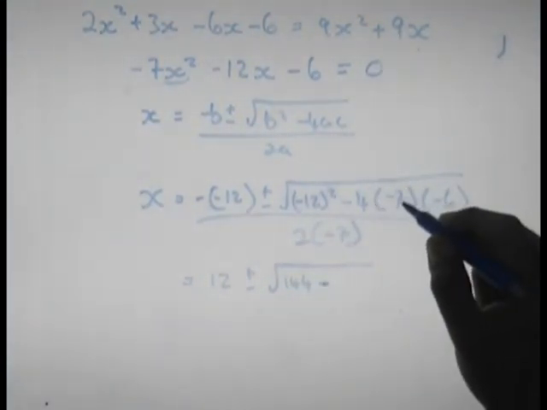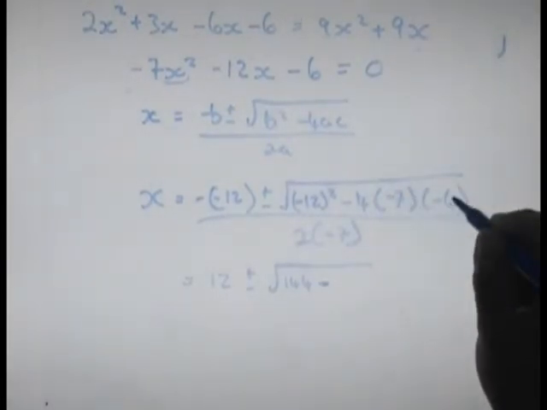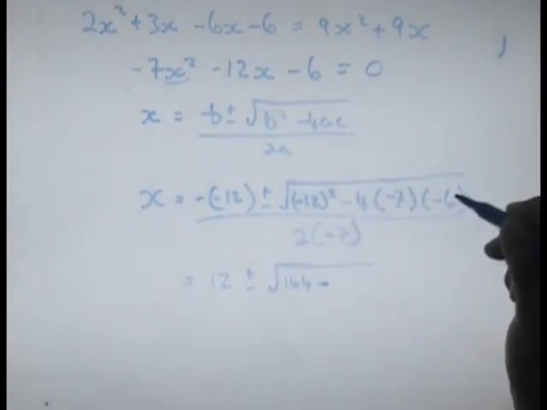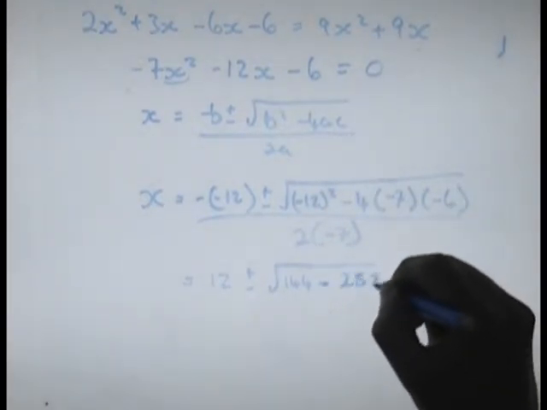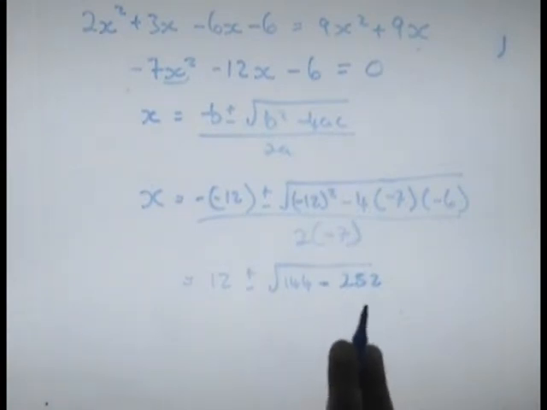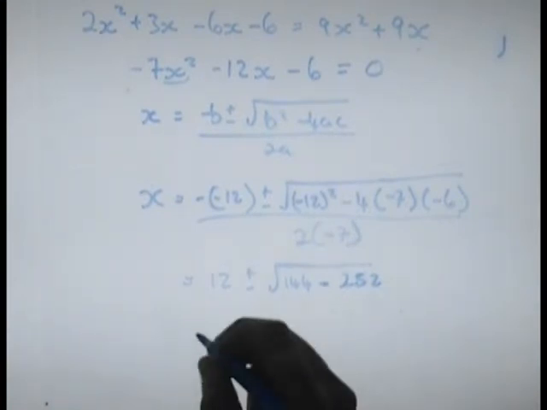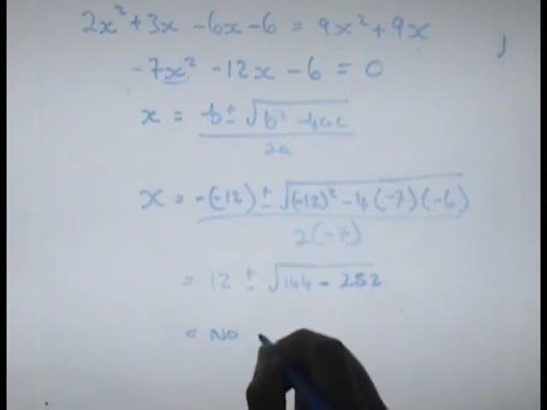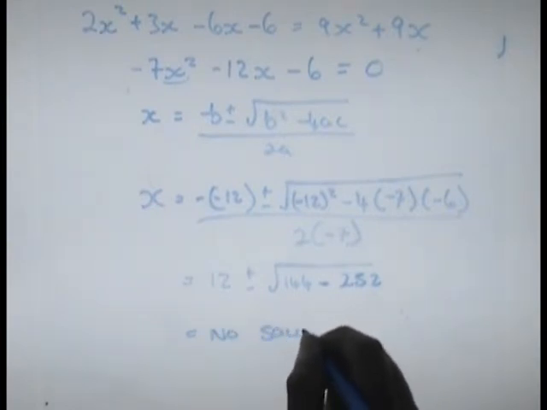4 times 7 is 28, which I'll double to 42. 42 multiplied by 6 is going to give me 252. Notice something, 144 minus 252 is going to give a negative answer. That means for this one, there is no solution.